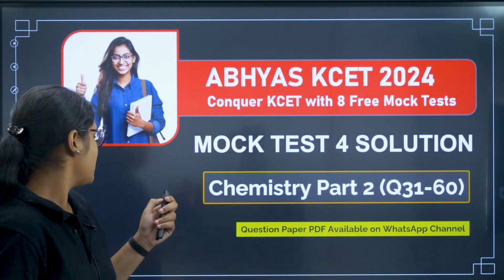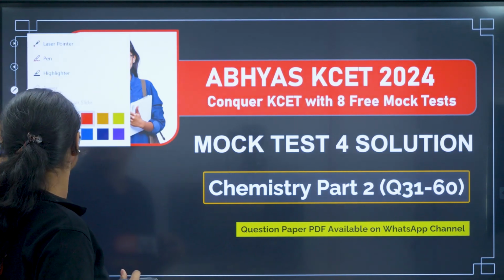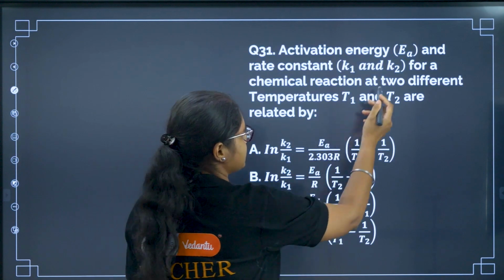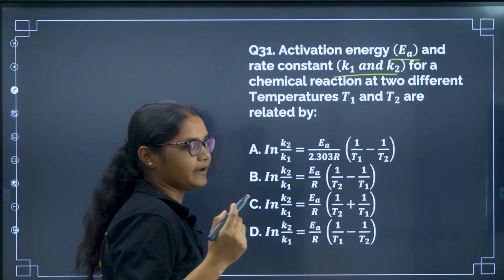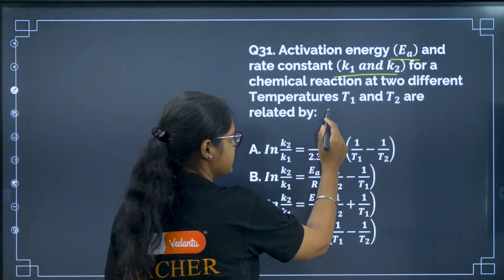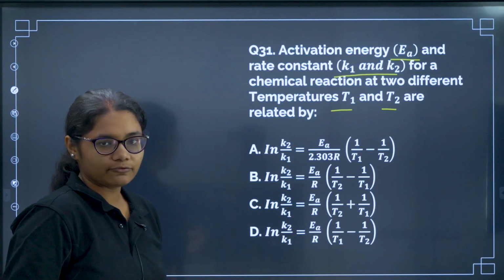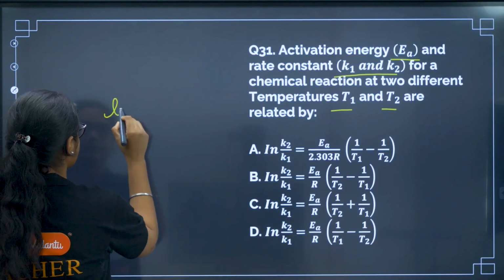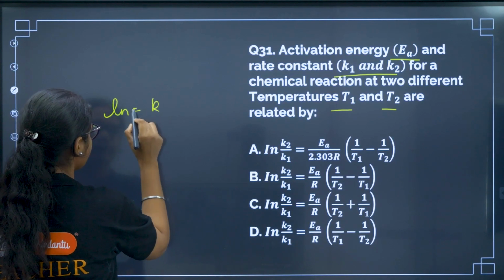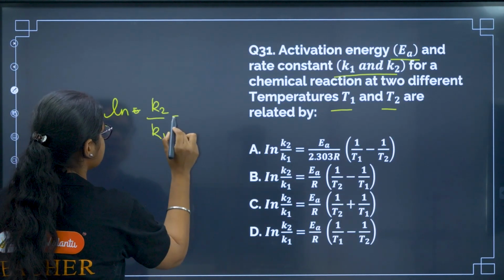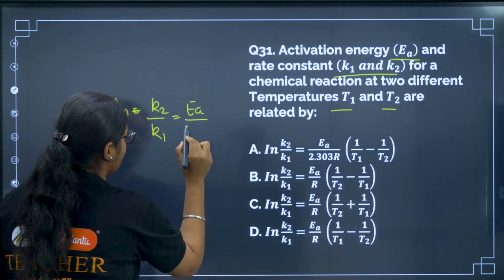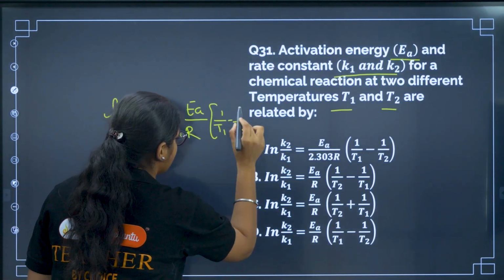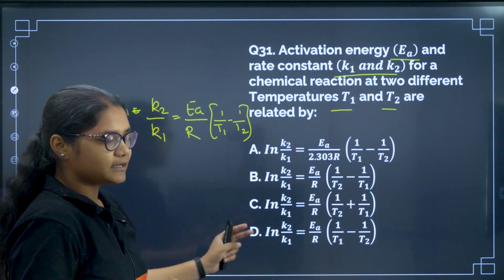Okay, so now let us see the first question, that is today's first question, 31. Activation energy is given. K1 and K2 are the rate constants at two different temperatures T1 and T2. So we have to find out which equation it relates. Very simple question, Arrhenius equation: ln of K2 by K1 is equal to EA by R into (1 by T1 minus 1 by T2). Okay, so very small differences are there in all the options.